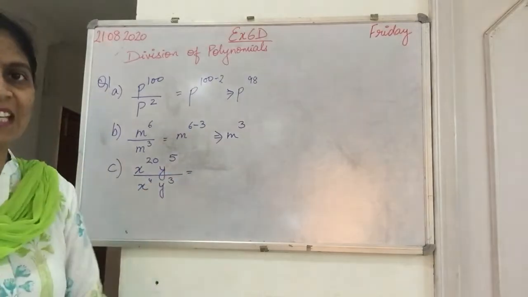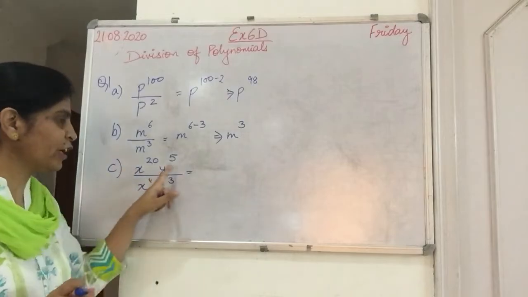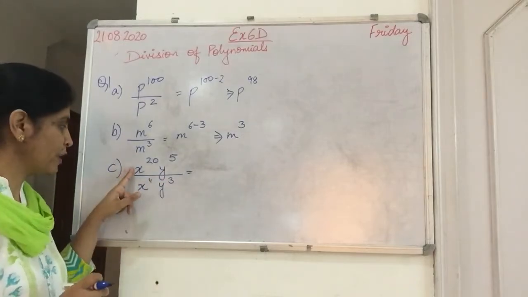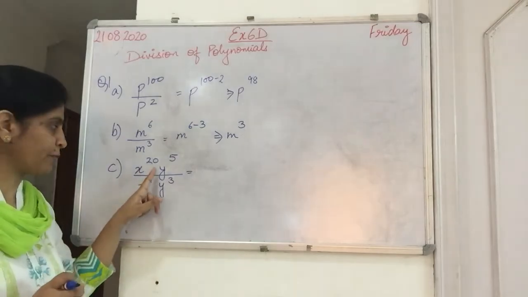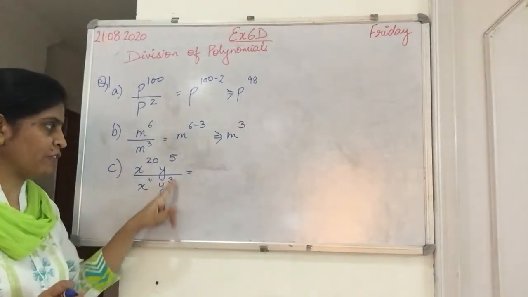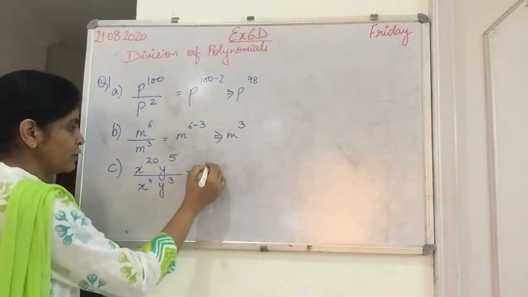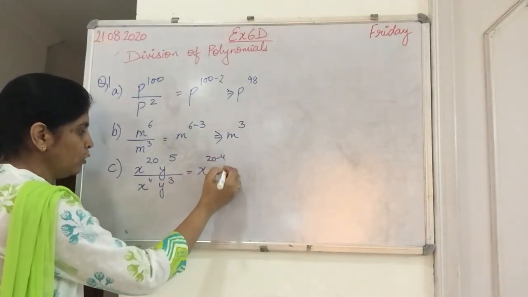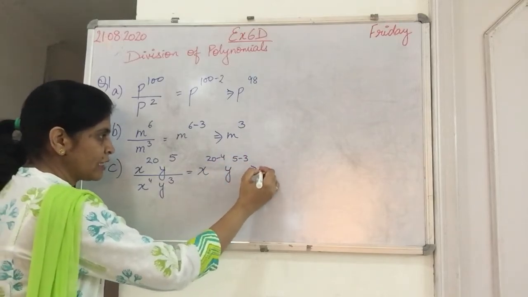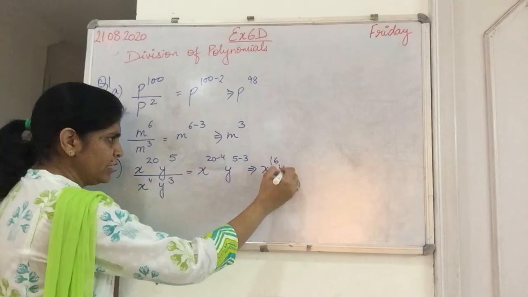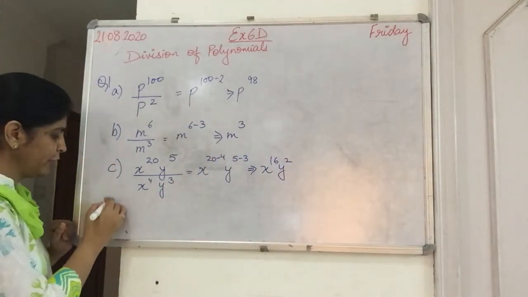Now you can see in this question, in C part, there are two variables. So this power will be subtracted from this, and this power will be subtracted from this, with the same variable. So x raised to the power 20 minus 4, y raised to the power 5 minus 3. So the answer will be x raised to the power 16 y square. Clear all of you? Now D part.